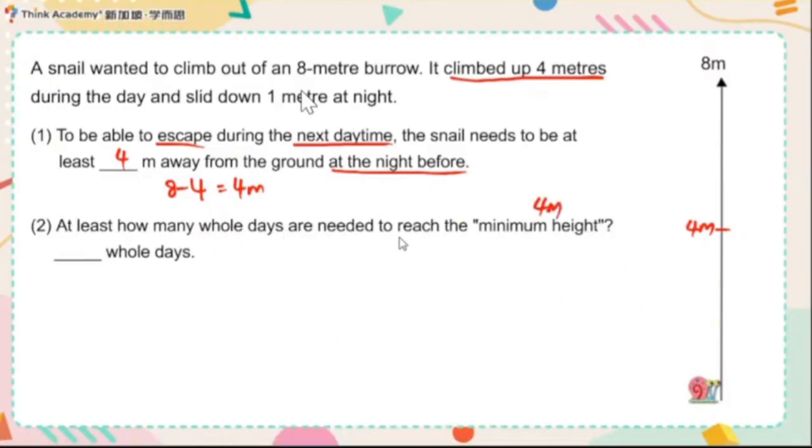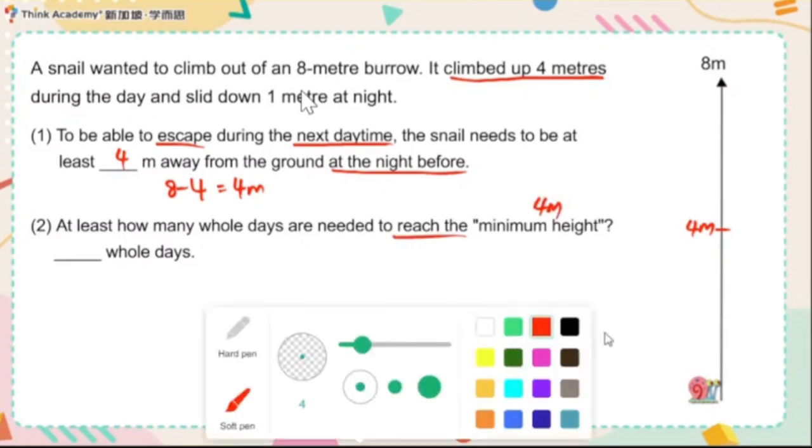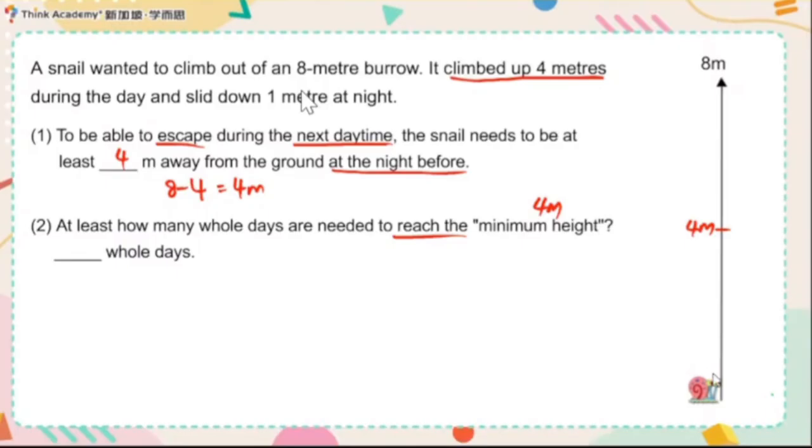How many whole days are needed at least to reach the minimum height? This involves a concept that I have taught you last week as well. Every time the snail goes up 4 meters, it will come down 1 meter. Every time plus 4, it will minus 1. So this involves a concept called the net height. After one whole day of rising and falling, what is the net height? The net height that the snail has climbed will be 4 minus 1 equals 3 meters.